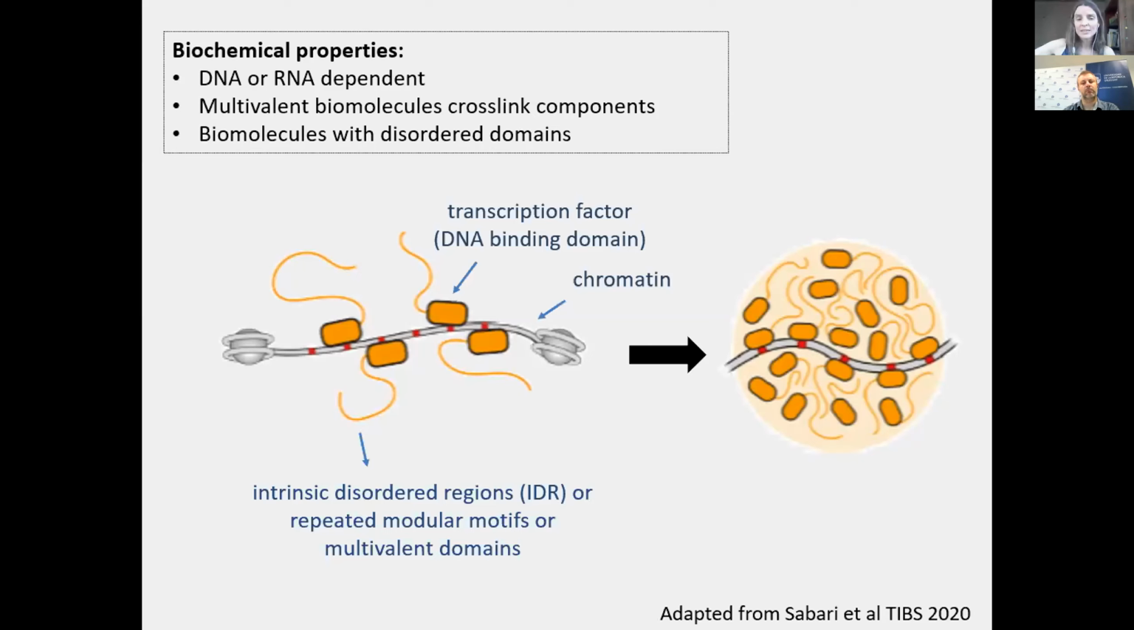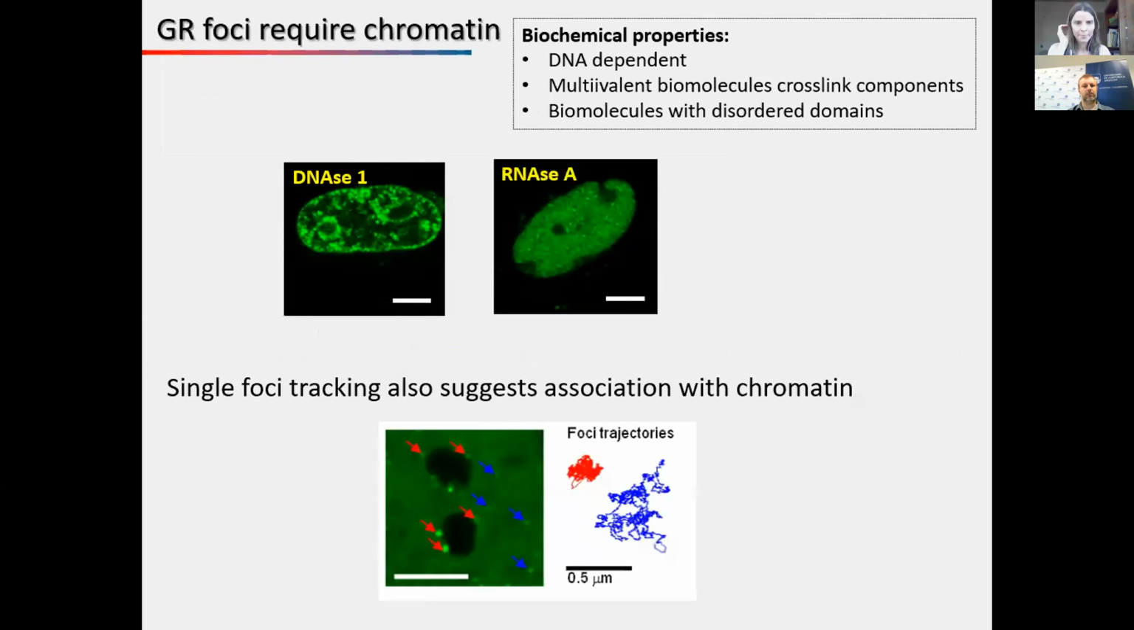Regarding the biochemical properties, liquid condensates usually require either DNA or RNA, just a scaffold structure to attach to, and they usually involve multiple different biomolecules that are multivalent. So they can interact with many other molecules, forming the final network of interactions. These biomolecules usually have disordered regions. The GR particularly has an IDR in one of its domains. So we then checked the biochemical properties of foci.